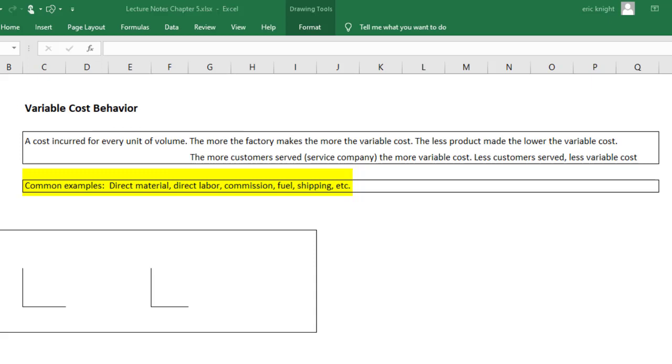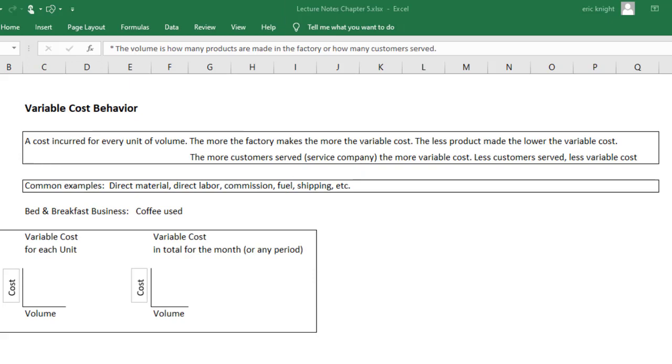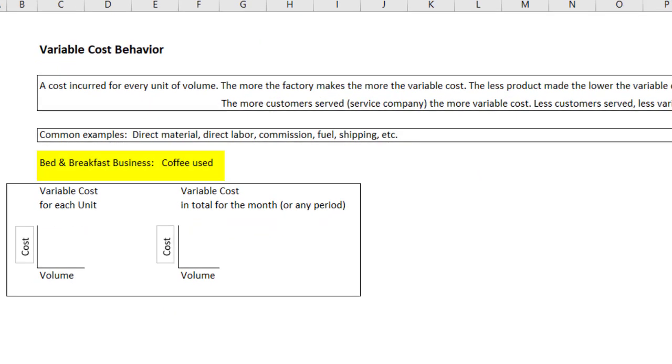Let's look at an example company. For our example company, we're going to look at a bed and breakfast business. So a good example of a variable cost for a bed and breakfast would be the coffee. The more guests they have at their bed and breakfast, the more coffee they're going to use up. If they have no guests, they'll probably use very little coffee.